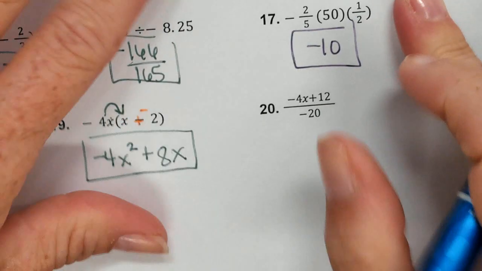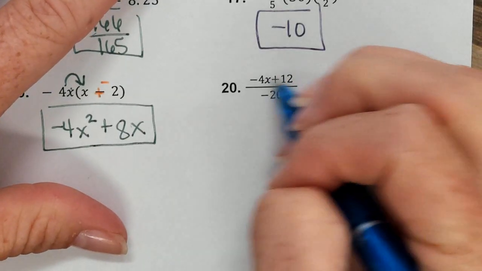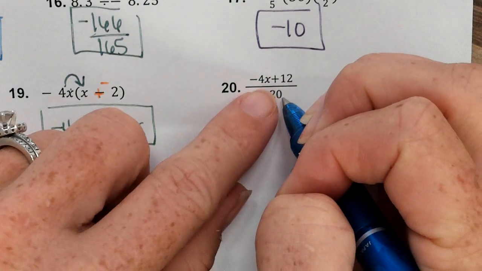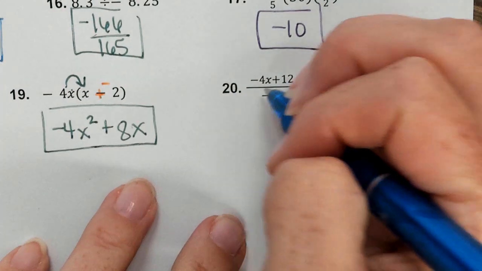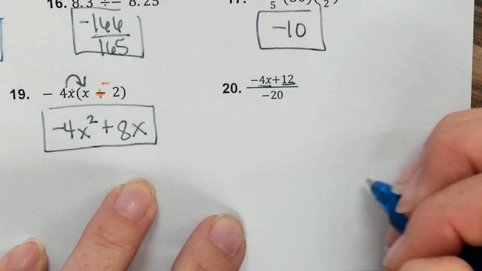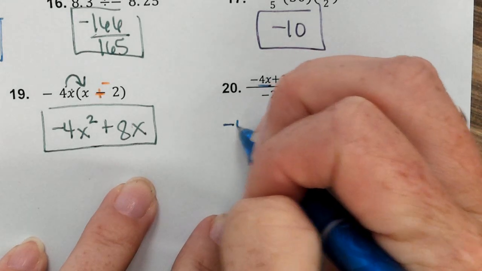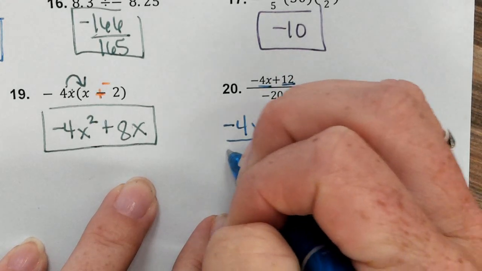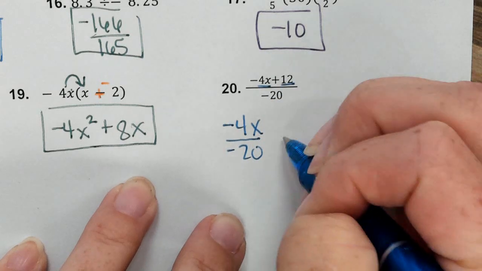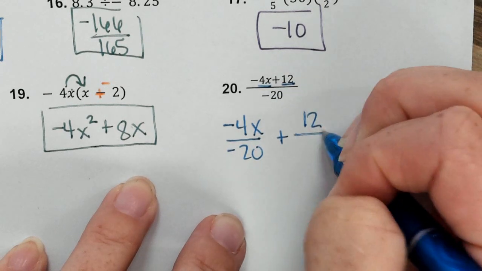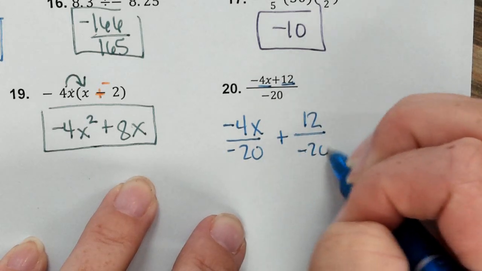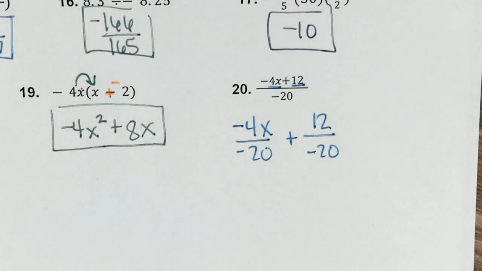All right, on this one, this is basically saying all the terms on top are being divided by negative 20. Well, how many terms are there? There are 2. 1, 2. So I'm going to separate them. The first term, negative 4x, needs to be divided by negative 20. Keep my plus sign. The second term, positive 12, needs to be divided by negative 20. And now I'm simply going to simplify.